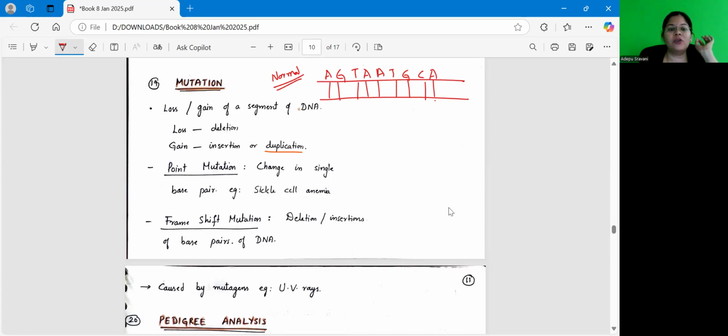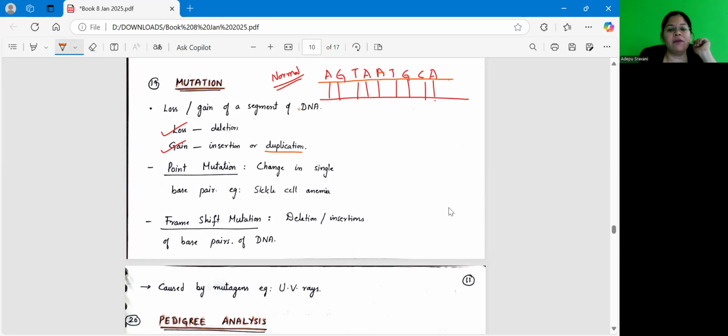Now, this mutation could be due to loss or gain. It could be due to loss of the nucleotides or it could be due to gain of the nucleotides. For example, if it is loss, let us say here I have removed this. If this is loss, it will also be mutated. If it is gain, gain can be of two types again. So here again you have to remember.